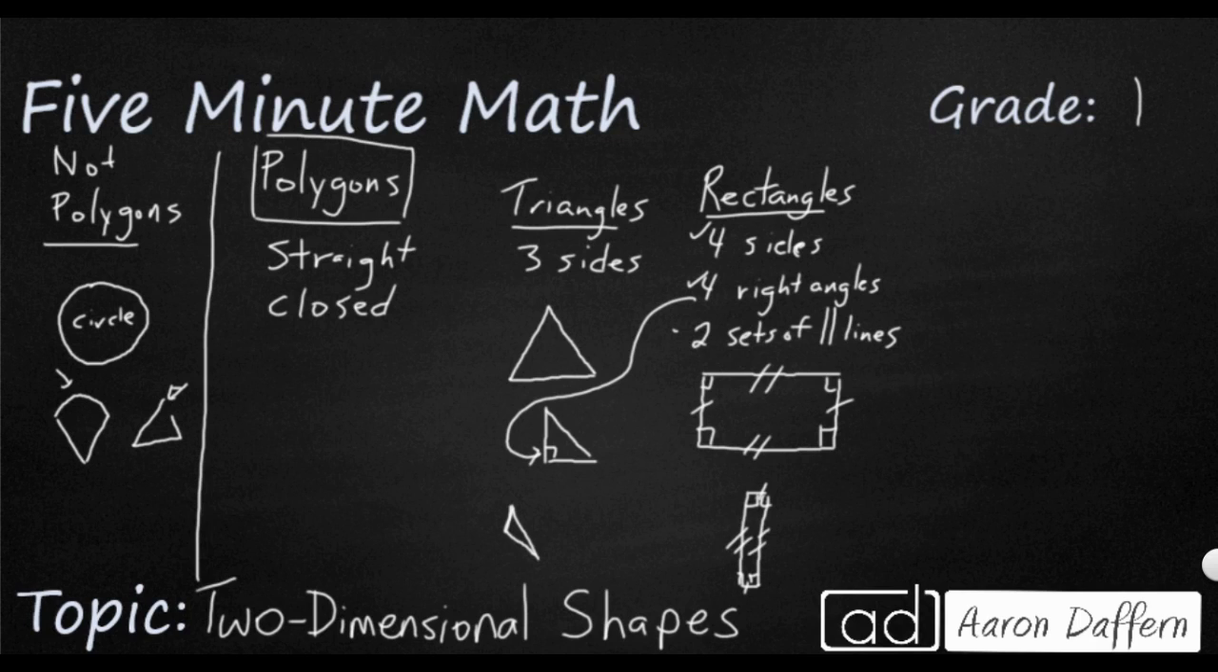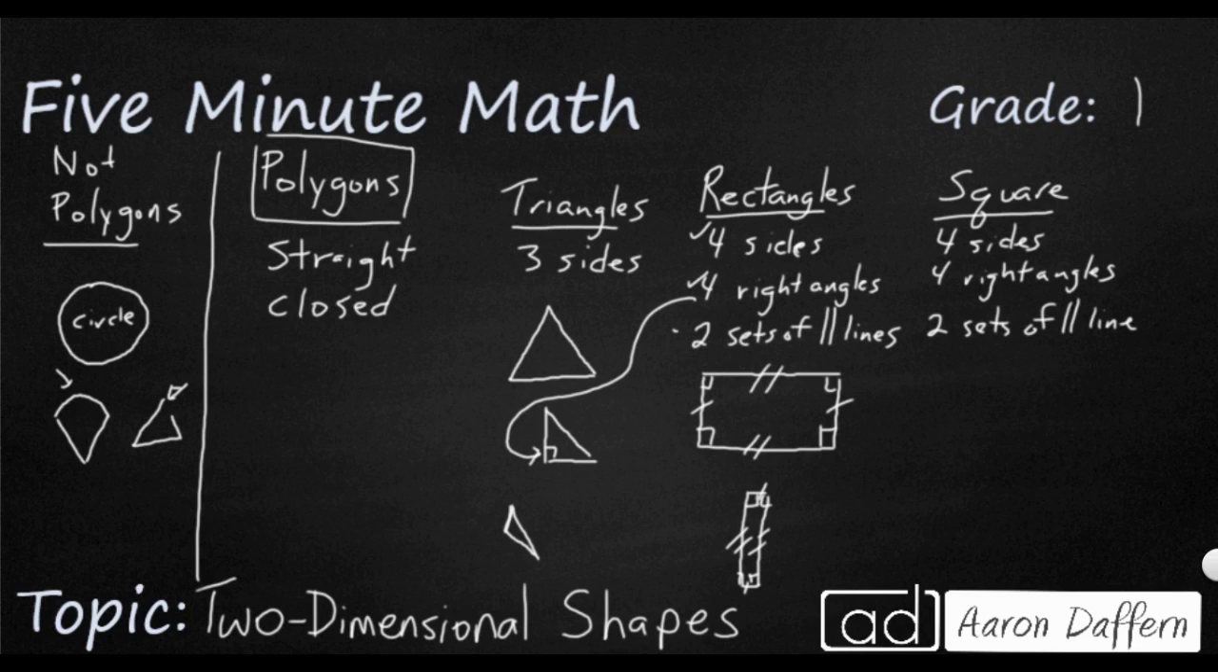Now, we have a square. Here's the strange thing about a square. A square has got 4 sides. It's got 4 right angles. That means it's got the 4 square corners. And it has 2 sets of parallel lines. So guess what? A square is a type of rectangle.